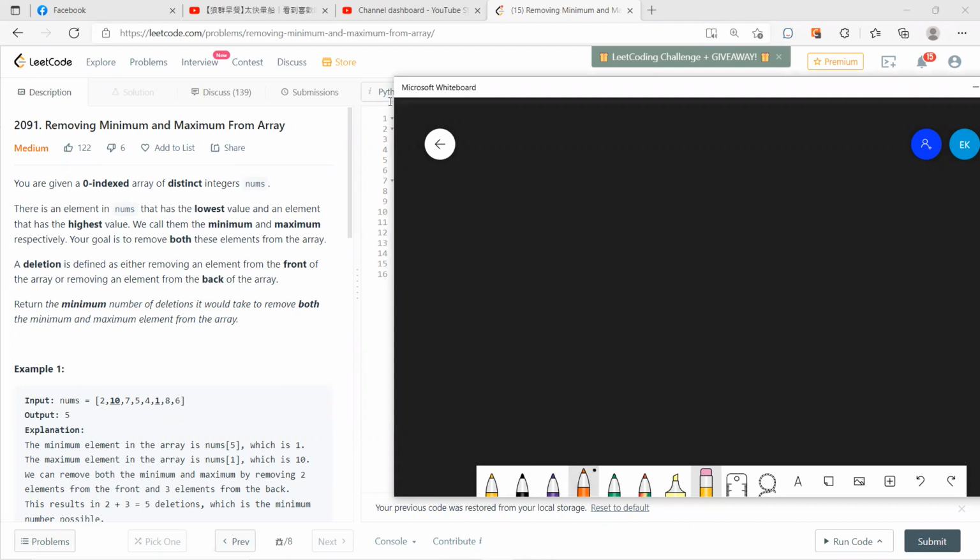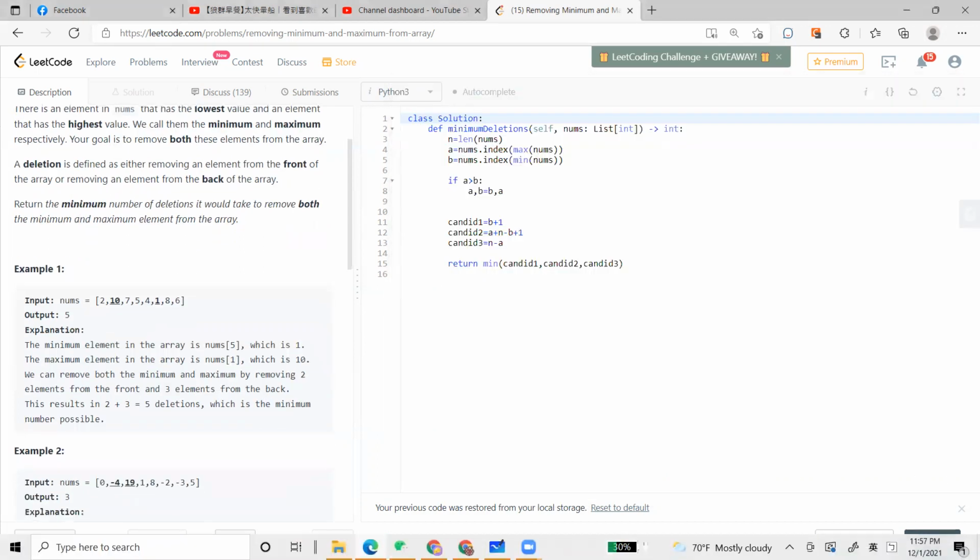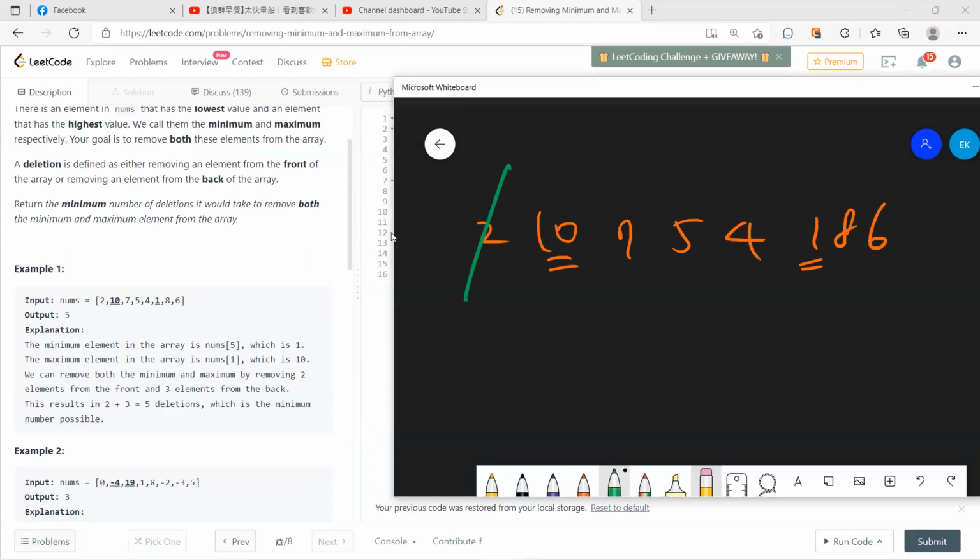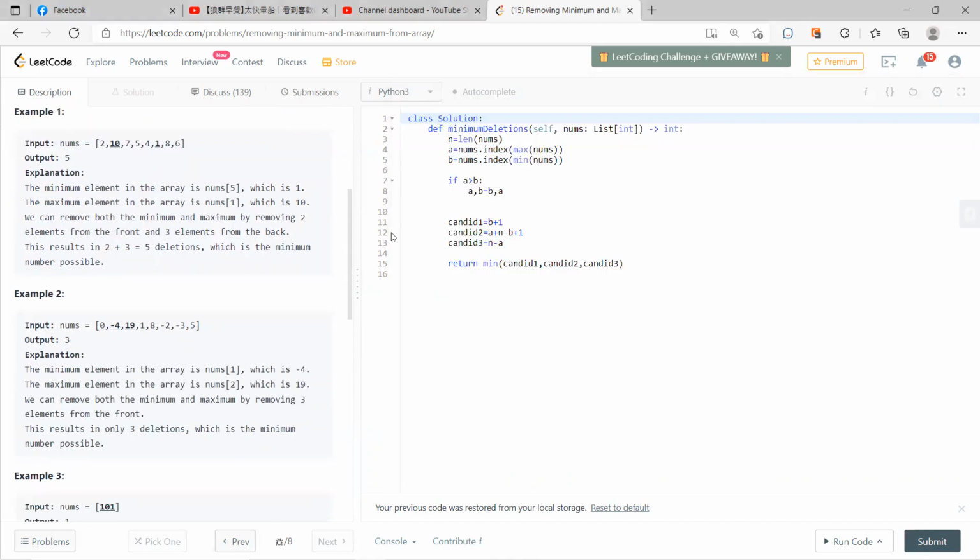So for example, this array, 2 10 7 5 4 1 8. So this is the maximum and minimum, and then what's the minimum step to remove it, right? The minimum step is 5 because we remove the first two and then remove the last 3. Okay, so we can only start from the beginning or the back. And in this other case you should always start from the beginning, right? So you get 3 steps: delete, delete, delete.